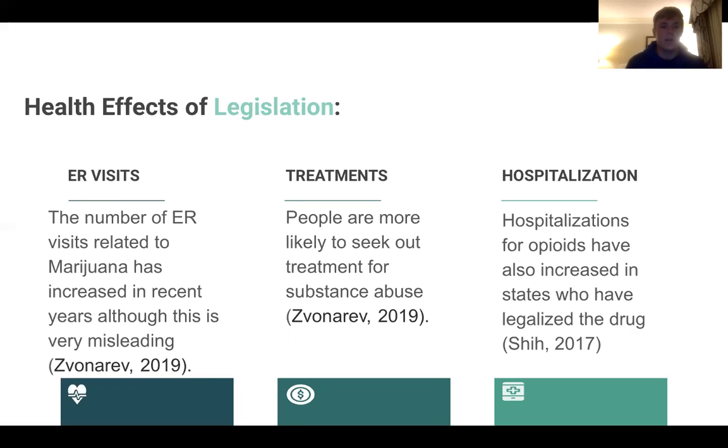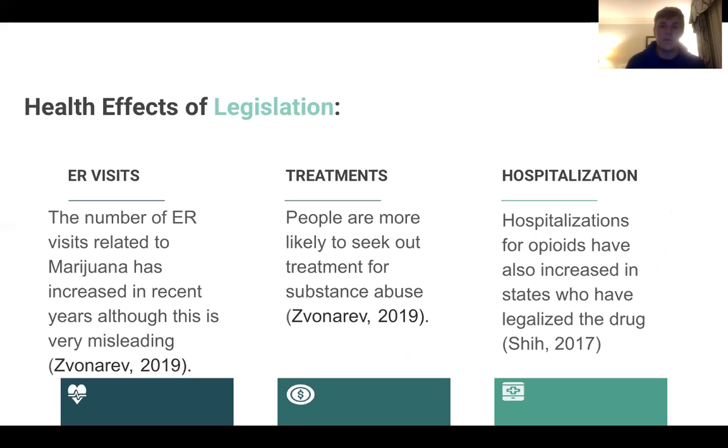Additionally, weed has become safer with legislation, as there's increased regulation of the drug, which is caused by a strict limit on the level of THC allowed in the marijuana that's being sold legally. And in terms of treatment, people are more likely to seek out treatment for marijuana substance abuse, which is an increase among every state that has allowed legalization.